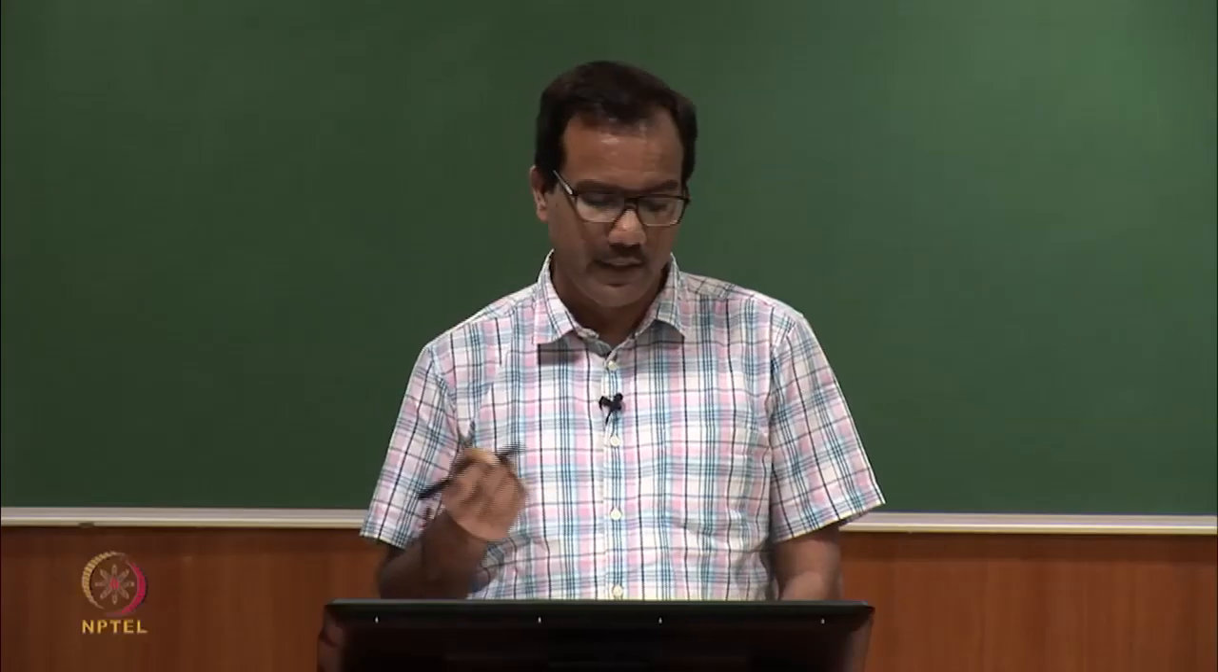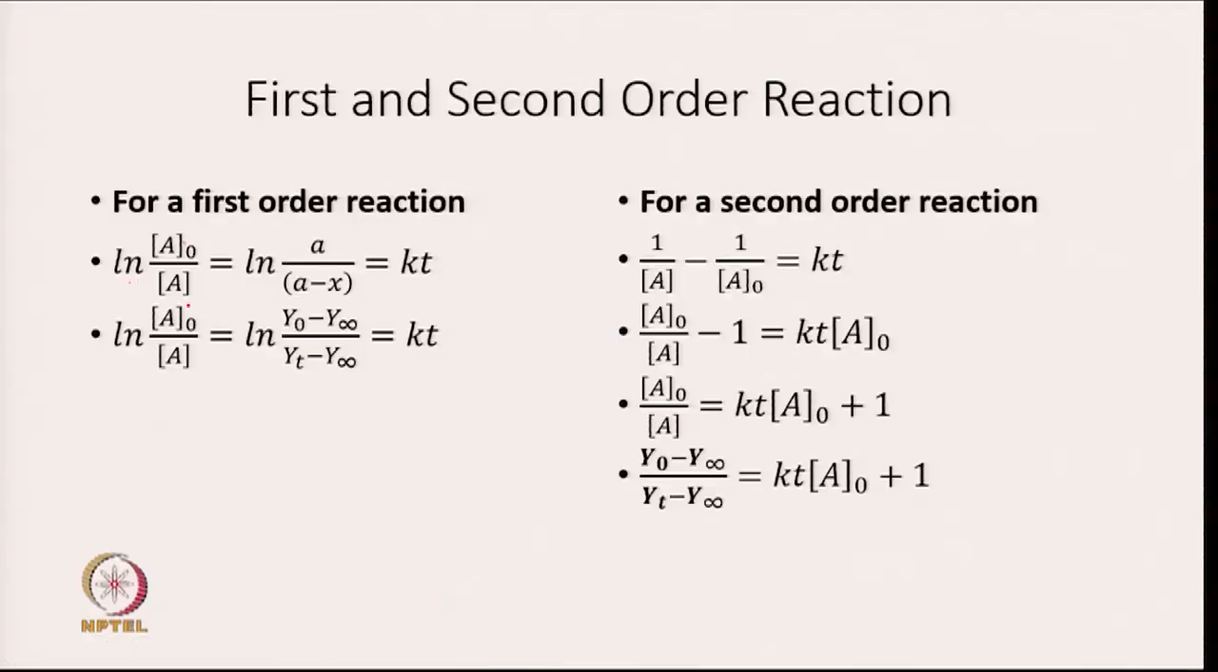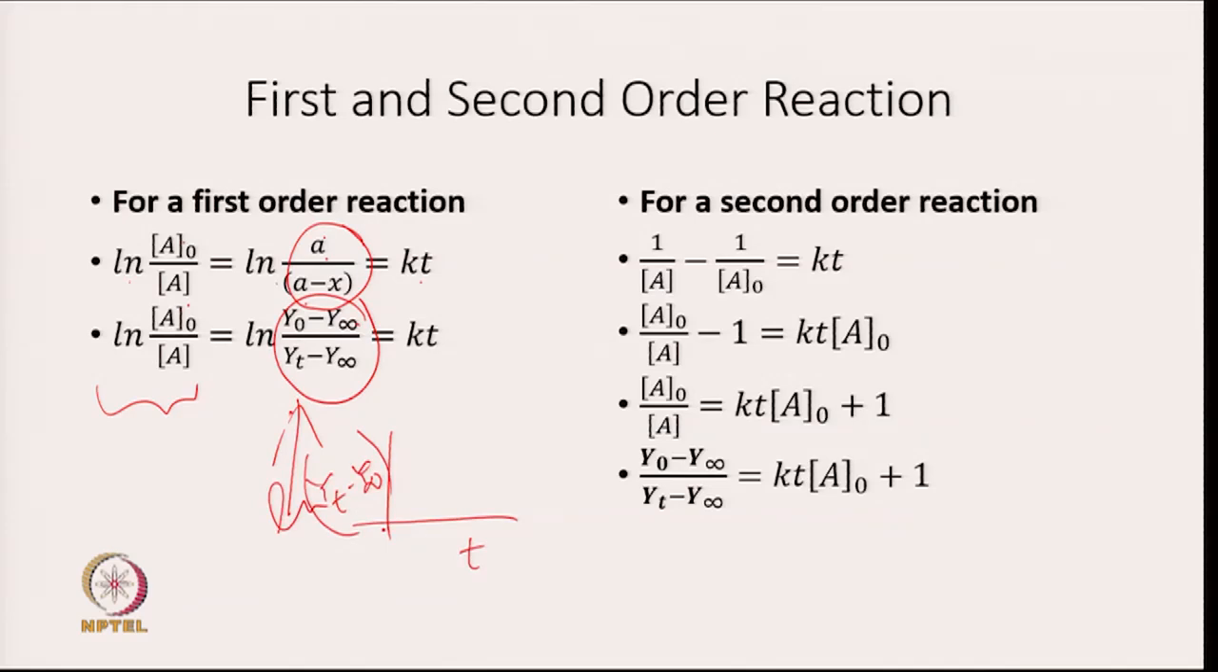So now we can write the first order equation. The first order equation is what? Log A naught by A is equal to log A by A minus x is equal to kt. And we have already calculated this ratio. I wrote A minus x by A, but you can also write A by A minus x, and that is equal to y 0 minus y infinity by y t minus y infinity. And so now you see, just by having the spectroscopic signal, in this case fluorescence, at different times, I can know this ratio, and now I can simply plot log of y t minus y infinity versus t to get the value of k, the rate constant.